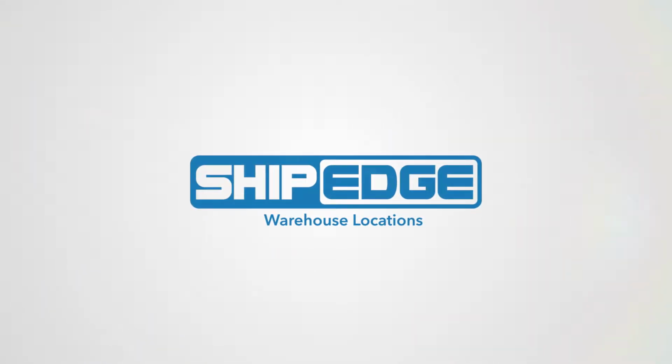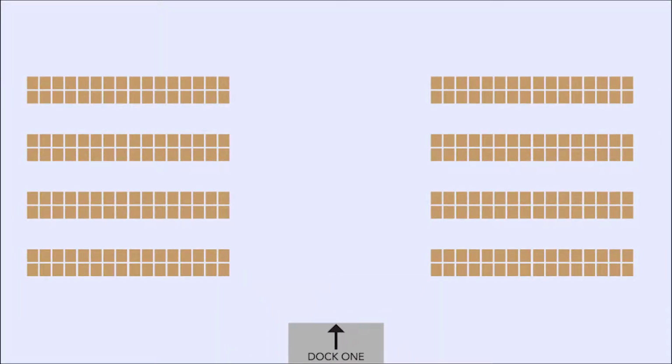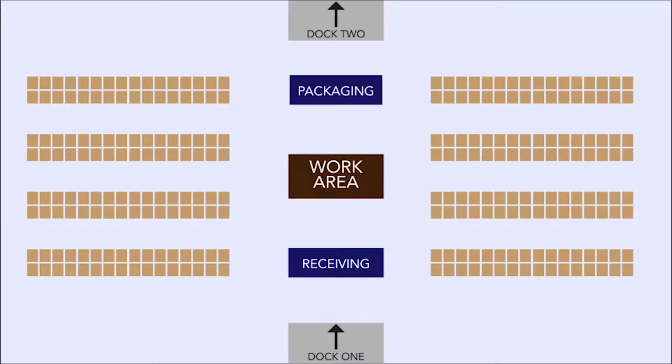We first need to talk about your warehouse layout. So you have your shelving, maybe you have an inbound dock and an outbound dock, a receiving station, a packaging station, and a workstation where you can manufacture items, make bundles, or whatever else.